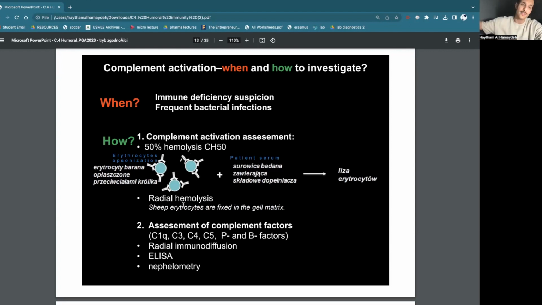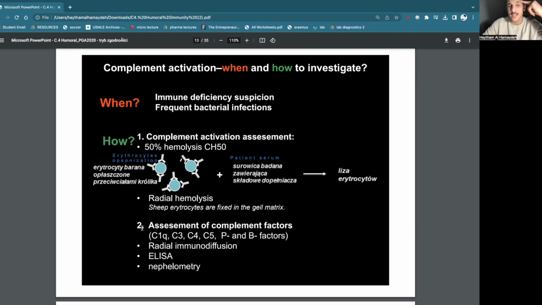What CH50 means is basically we test the amount of patient serum or patient antibodies needed to lyse 50% of the erythrocytes, used to prove the function of the complement. Okay, so that's the first way. The second way is the radial hemolysis. In this case, we use sheep erythrocytes that are fixed. I think cells here are not fixed, but cells here are fixed.